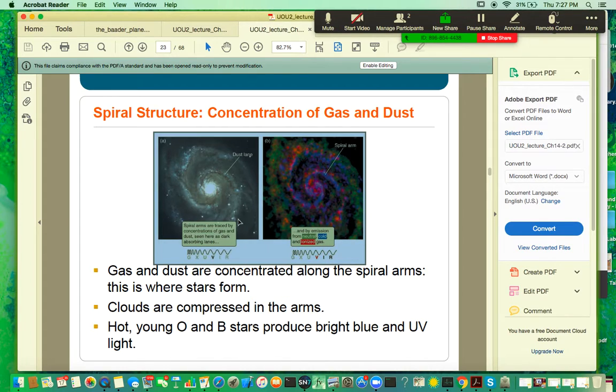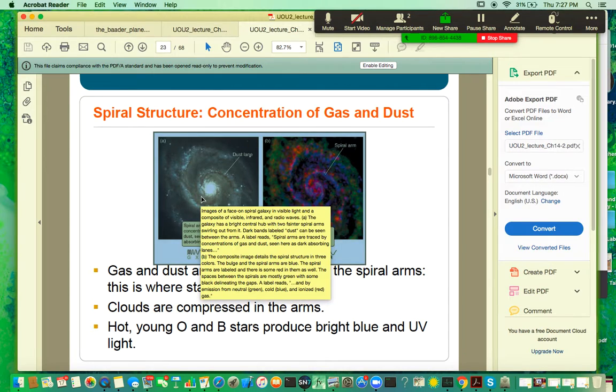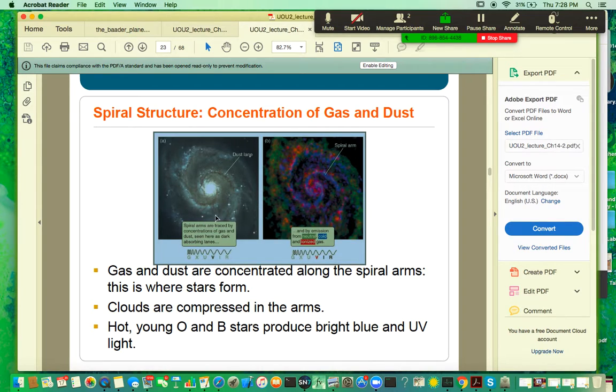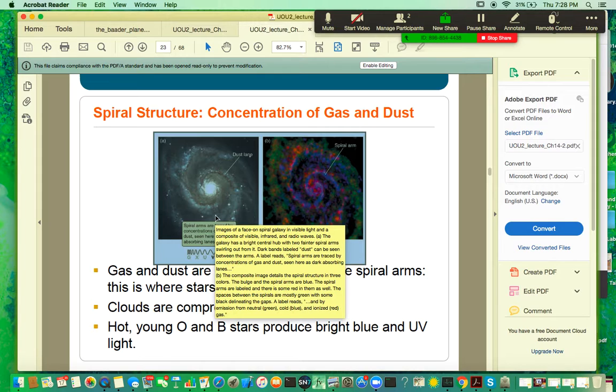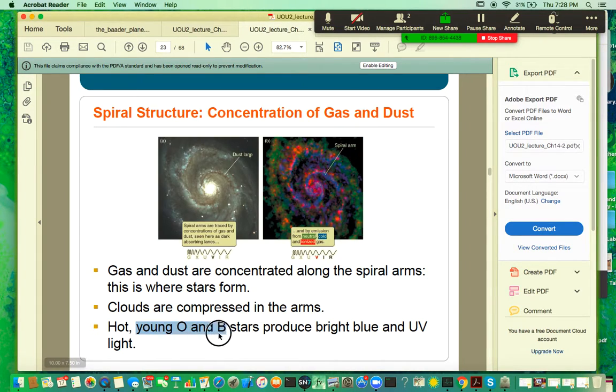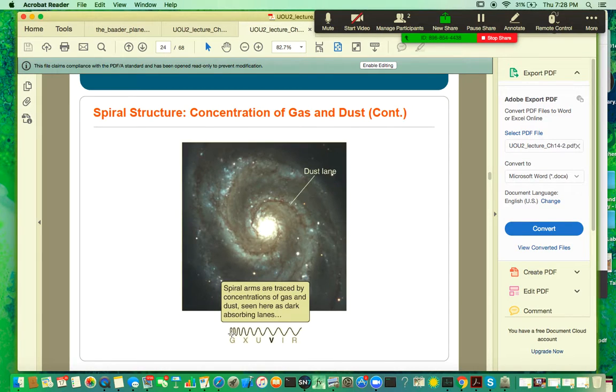But the percentage of stars in between the spiral arms and in the spiral arms themselves, the number of stars is about the same. Although in the region in between, there are no OB stars, okay, because they are gone.